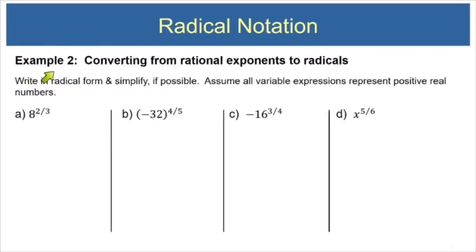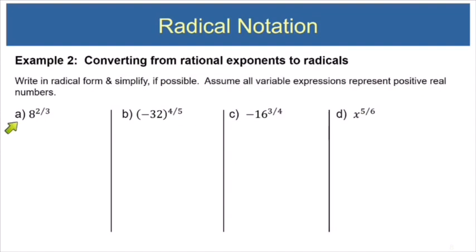Now let's look at example 2 together. This one says write in radical form first and then simplify if possible. So we're still practicing making that link between exponent form and radical form. And notice that it says assume all variables represent positive real numbers. So we don't have to worry about any of our results being not real because all the variables that might go under a radical are going to be assumed to be positive real numbers.